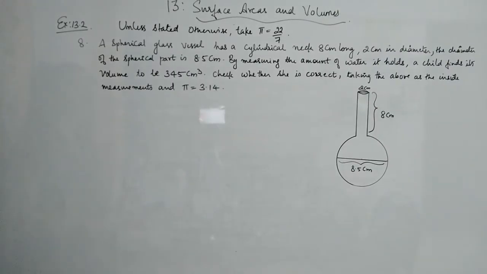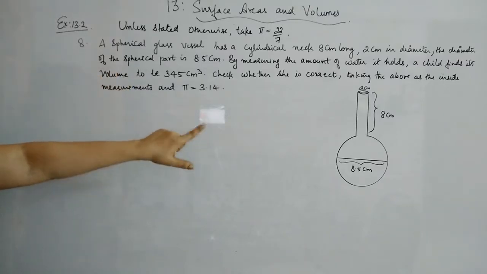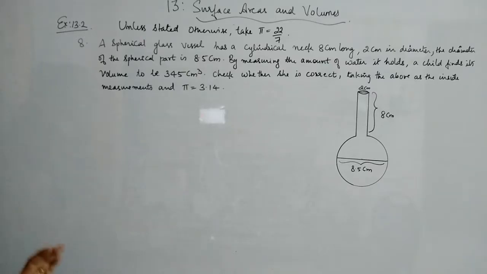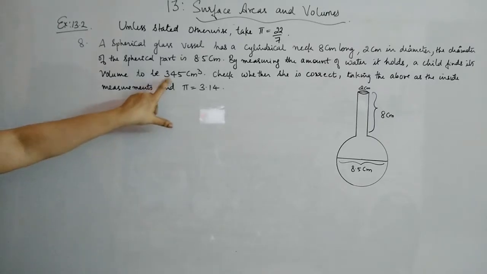Eighth question is, a spherical glass vessel has a cylindrical neck 8 cm long, 2 cm in diameter. The diameter of the spherical part is 8.5 cm. By measuring the amount of water it holds, a child finds its volume to be 345 cm cube. Check whether she is correct, taking the above as the inside measurements and pi as 3.14. So what we need to do is, whether the child is correct or not, for that we have to find out the volume of the total glass vessel. For that we will find out the volume of the cylindrical part and volume of the spherical part, and then add them and check whether we are getting this value or not.